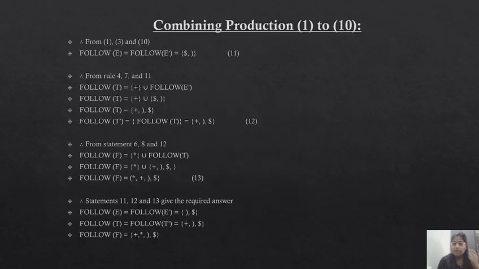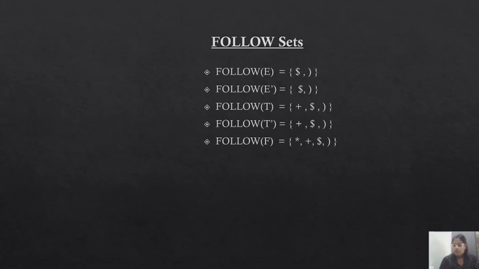Next, combining predictions 1 to 10, we wrote this. From 1, 3, and 10, follow of E is follow of E dash, which is nothing but dollar and closing bracket. And from rules 4, 7, and 11, we constructed follow of T, follow of F, and follow of E, T, F. By taking the required statements, we constructed the follow. So these are the follow sets at last.